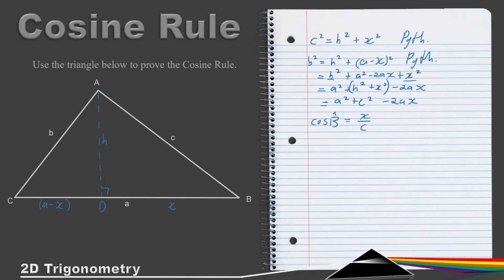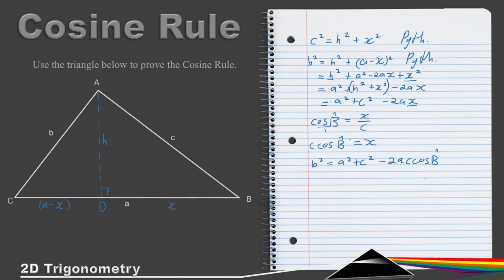And then we're just going to solve for x because we want to substitute that into this formula to get everything in terms of a, b, and c. So to solve for x, we can use cross multiplication. If this is over 1, we just multiply the c up. Then we'll have c cos b equal to x. Now we can replace that x with its value. That would give us b squared equal to a squared plus c squared minus 2a, and then the value for x is c cos b.